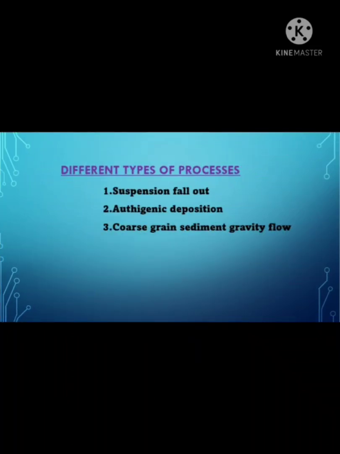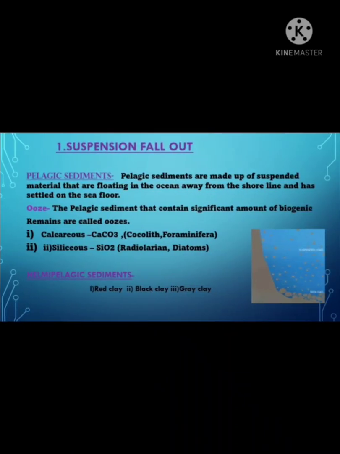Now come to the point, different types of process that operate in this environment. Number 1, suspension fallout, next orthochemical deposition, and the last, coarse grain sediment gravity flow. Now, what is suspension fallout? Suspension fallout is the settlement of fine grained particles which remain in suspension within the water column over a long period of time. We divide this suspension fallout into two basic types.